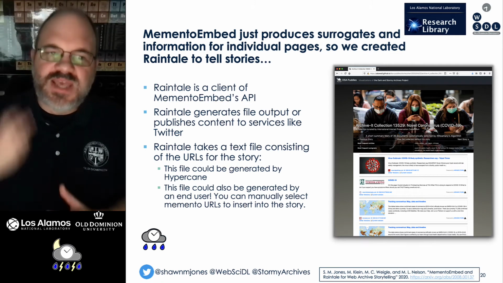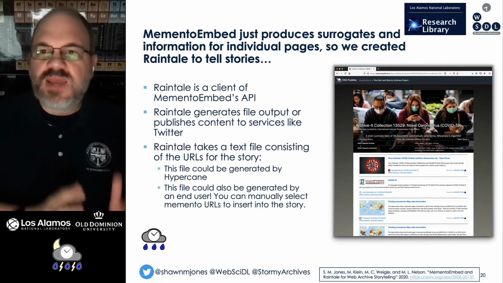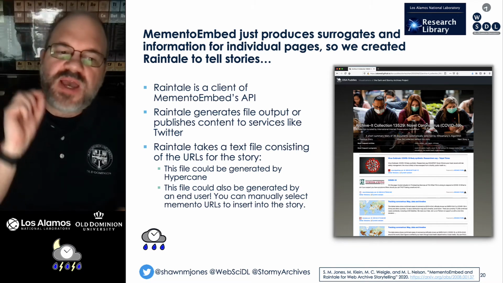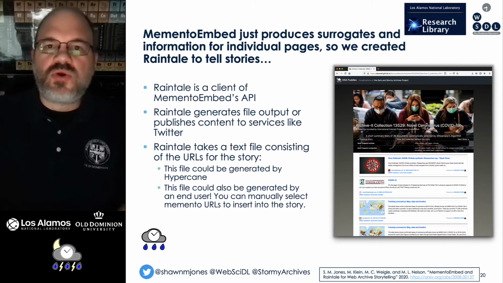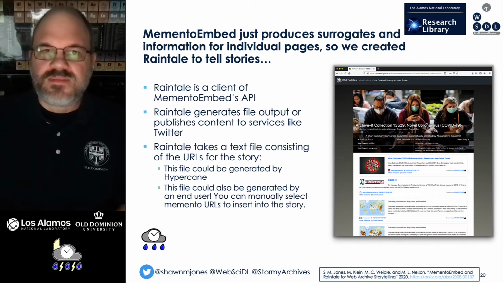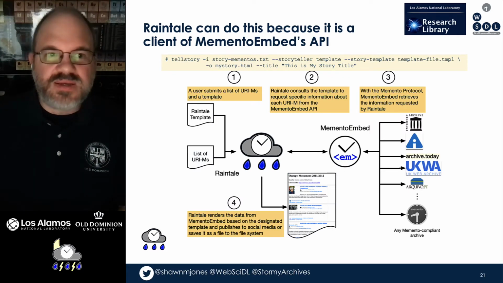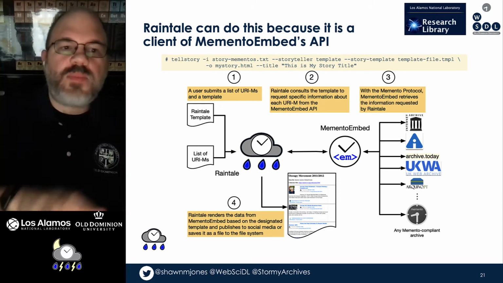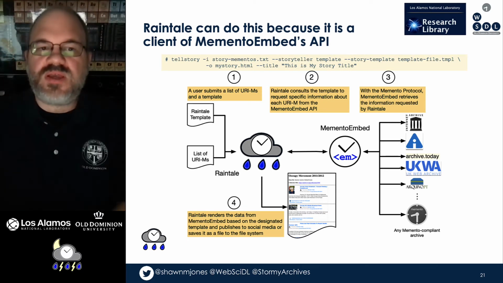And Raintale takes a text file consisting of the URLs for the story, which could be generated by Hypercane, or it could be generated by you. You can manually select the mementos for your story, or from your collection, and create your story. Raintale can do this because it's a client of Memento Embed's API. As we see on the top, we have the tell story command, which is Raintale's primary command.